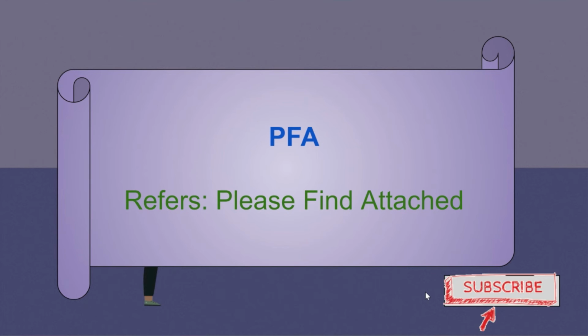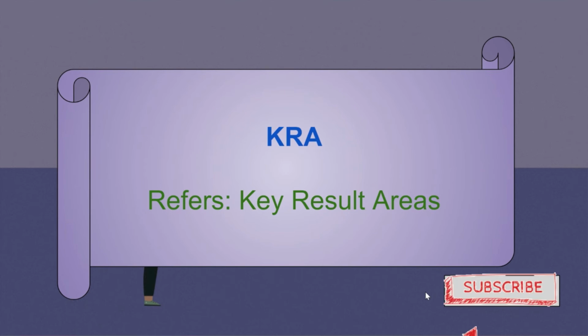Next is PFA. Please find the attachment. This is something that is mostly used in email, right? So PFA is please find attachment. If any attachment is being referred to in an email, they will just write PFA in order to ask you to refer to the attachment that has been given along with the email, right? So that is something you can keep in mind while responding to or sending an email. Yeah, that is something that has come in handy.